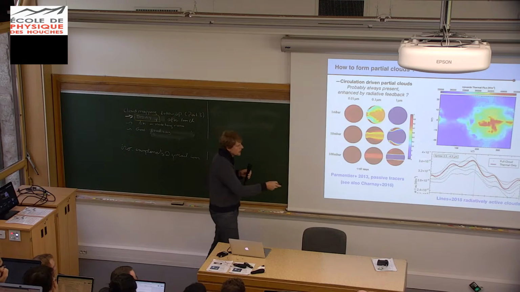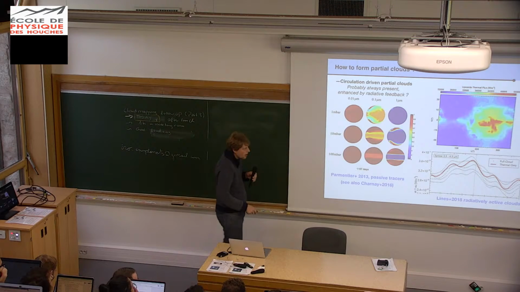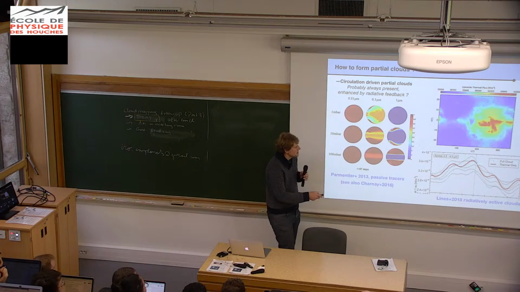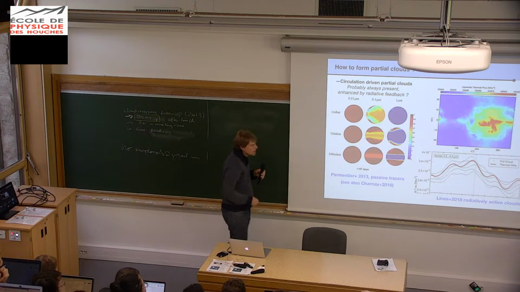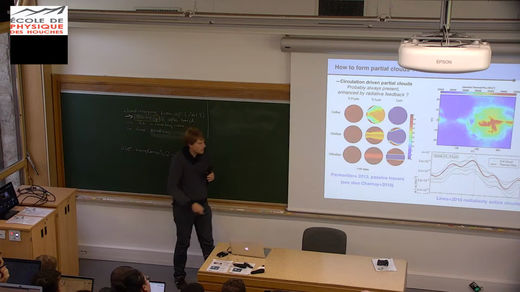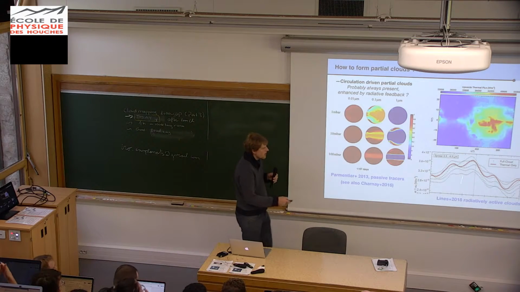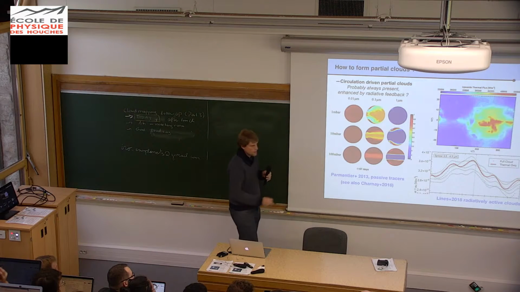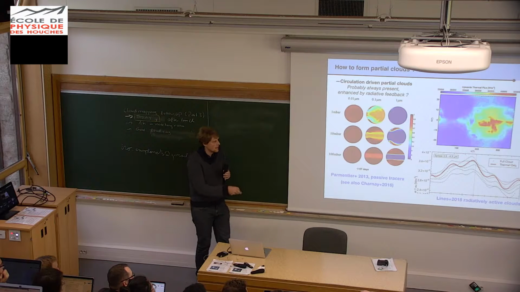And you see that you can clear up the equator, for example, from clouds, for an HD189 planet. And this is when the radiative feedback of the cloud is included in the model by Lines 2018. And you can get crazy patchiness on the day side, and that makes crazy phase curves in Spitzer. And this is disturbing.